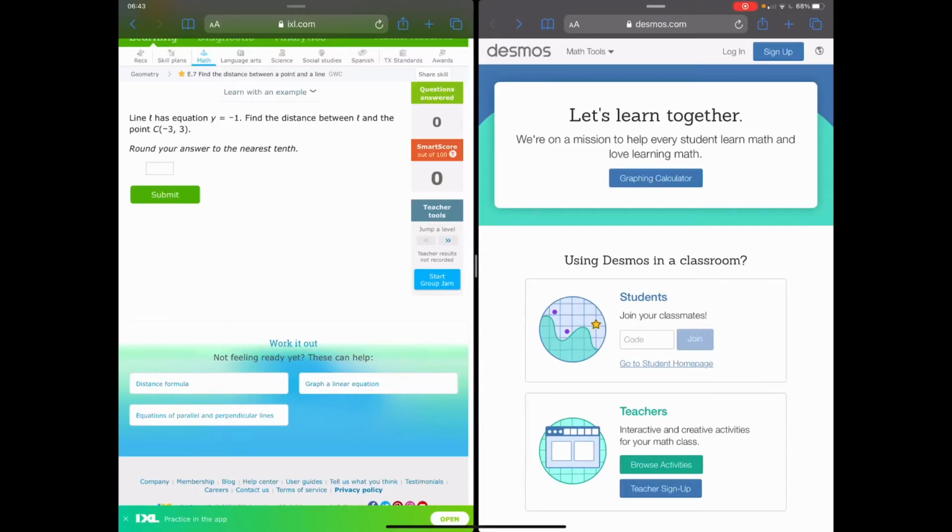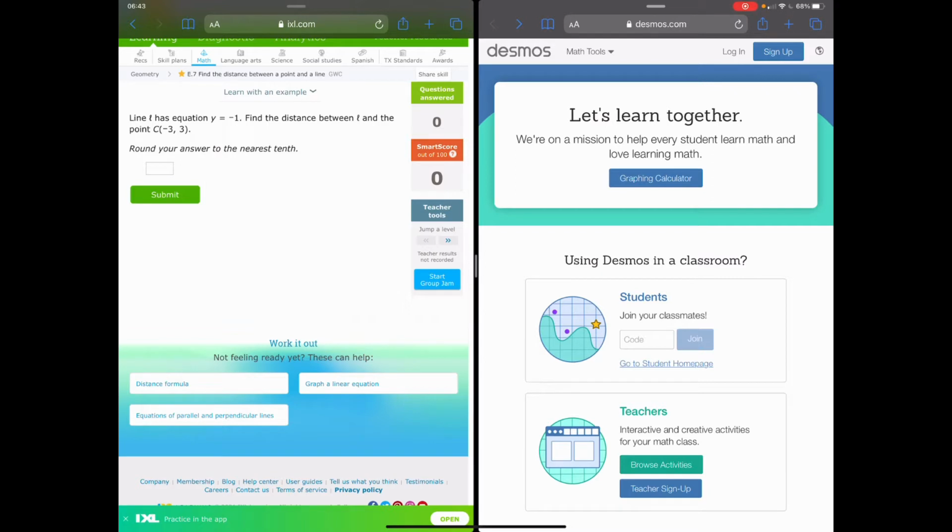Hey, good morning. We're going to look at E7. E7 is to find the distance between a point and a line. Line L has an equation of y equals -1, and you're going to find the distance between L and point C, -3, 3. So all you're doing is counting the spaces.